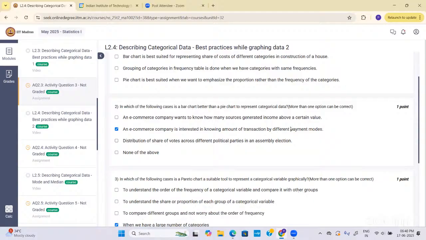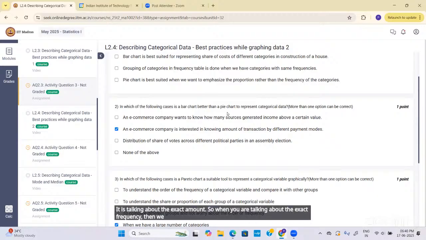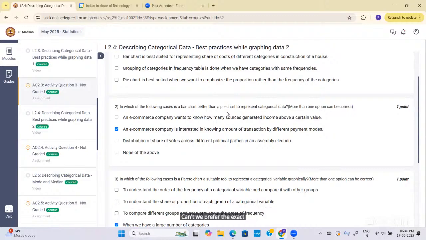And not the proportion of the different payment modes. So it is talking about the exact amount. So when you are talking about the exact frequency, then we prefer a bar chart. Can't we prefer the exact amount as a percentage of the amount of transaction?